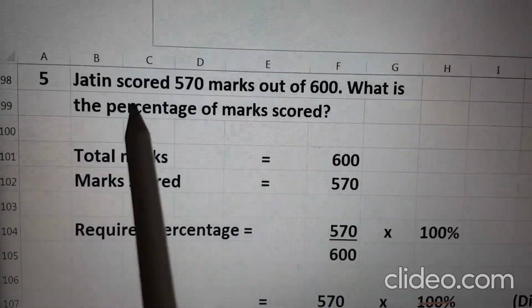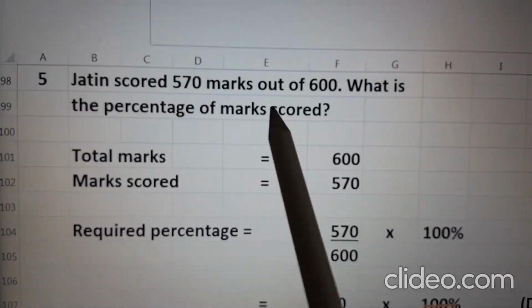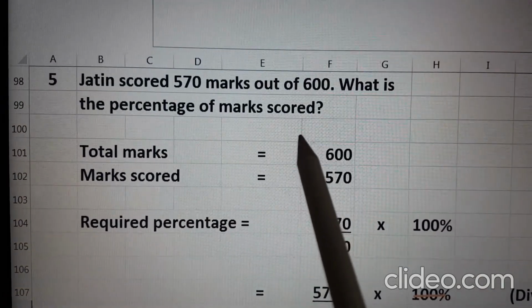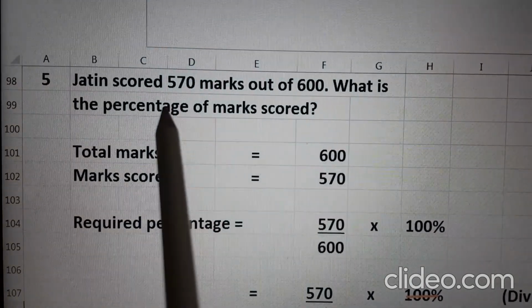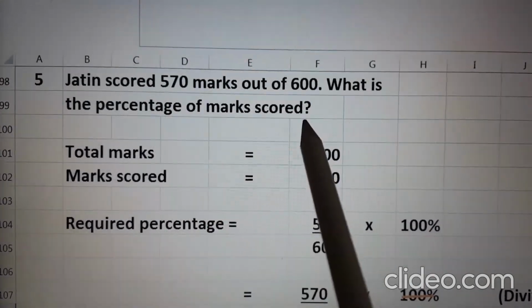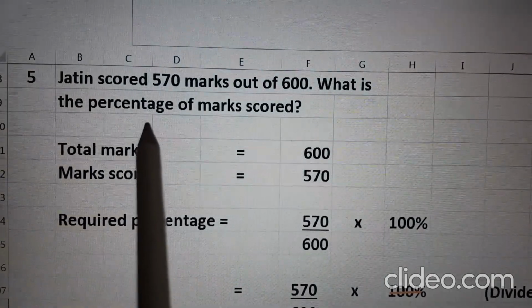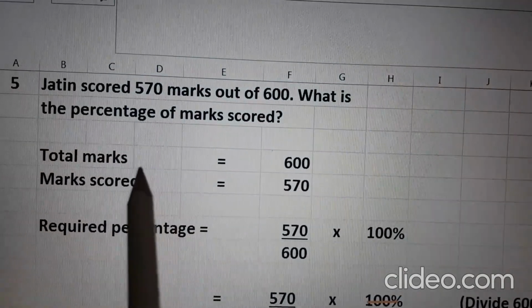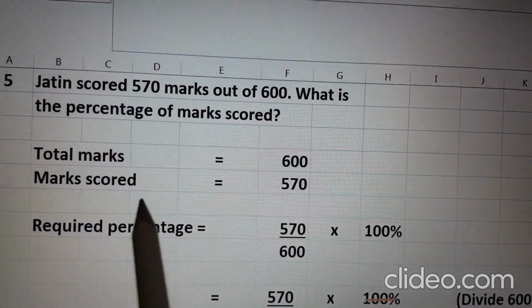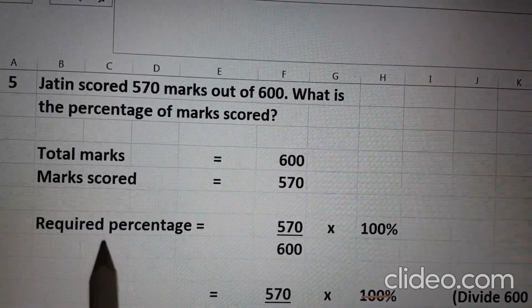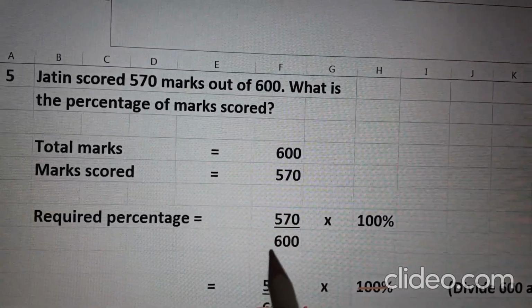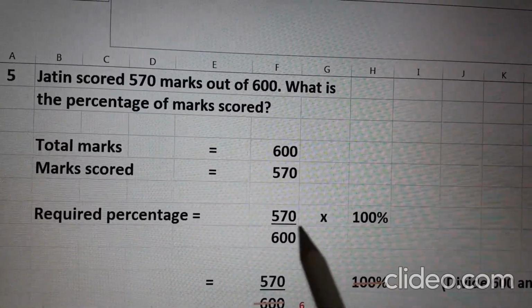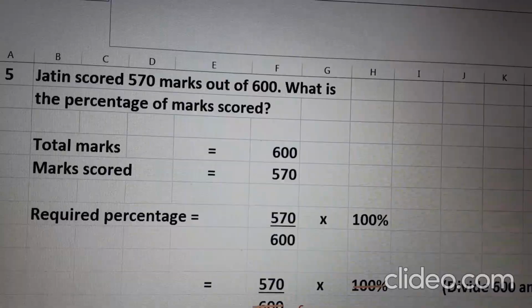Fifth part is, Jatin scored 570 marks out of 600. What is the percent of marks scored? Now understand the question. Jatin ने 570 marks score किए out of 600. You have to find out the percentage of marks scored. कितनी percentage find out करेंगे? So the total marks are 600. Marks scored are 570 and the required percent is 570 upon 600 into 100%. Why 100%? Because we have to find out percentage, so we will multiply by 100%.